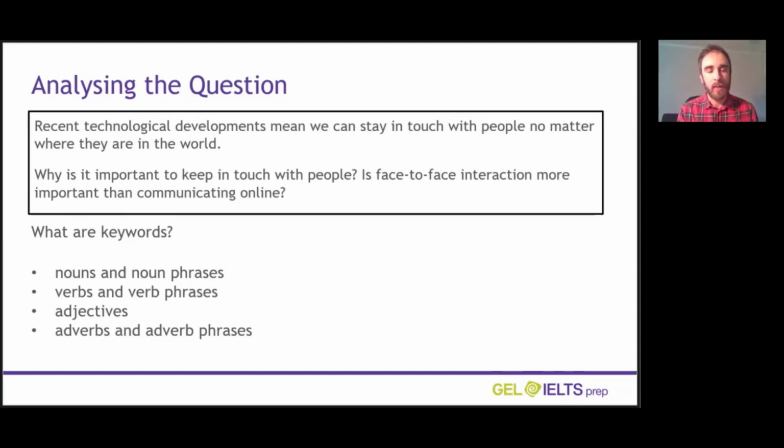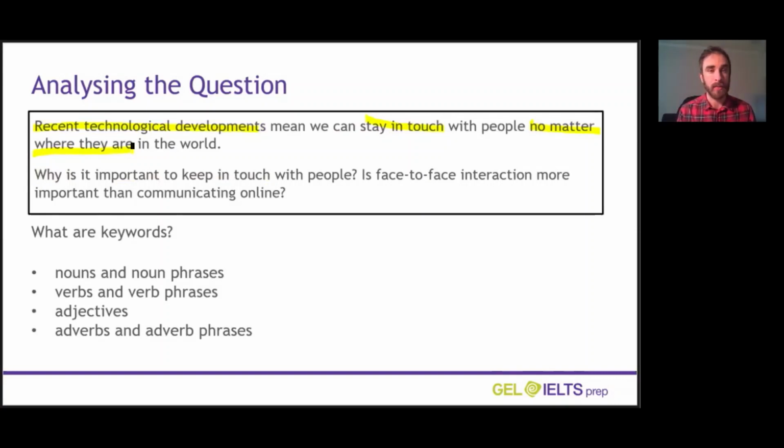Okay, so the keywords in this question are recent technological developments, so new technology, mean that we can stay in touch, so communicate with, keep contact with people no matter, so it doesn't matter, it's not important where they are. So the location is not important because of new technology.